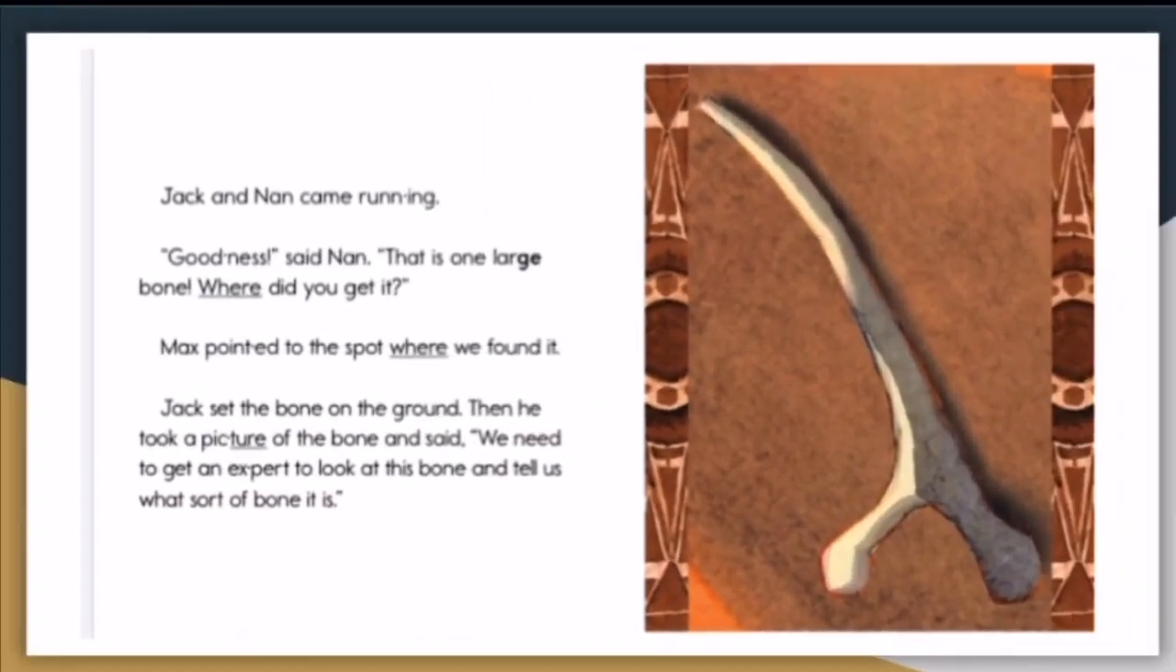Jack and Nan came running. "Goodness," said Nan, "that is one large bone. Where did you get it?" Max pointed to the spot where we found it. Jack set the bone on the ground. Then he took a picture of the bone and said, "We need to get it to an expert to look at this bone and tell us what sort of bone it is."